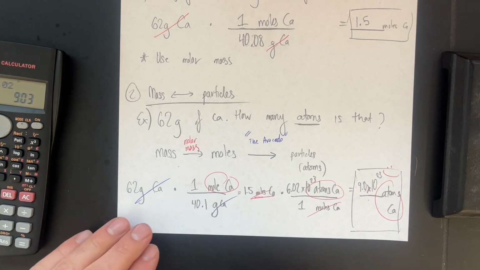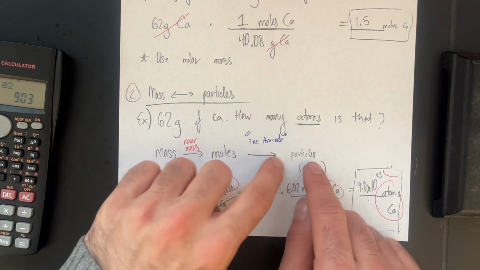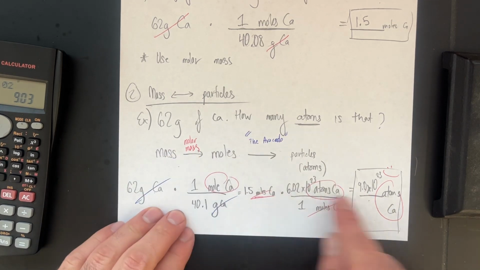And so ultimately, whenever you have something where it's mass to particles, think, how do I go from mass to moles, and then moles to particles? Use the molar mass and then use the avocado. You do it like that.